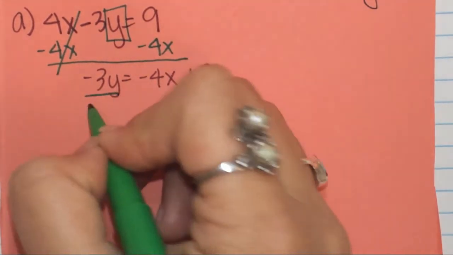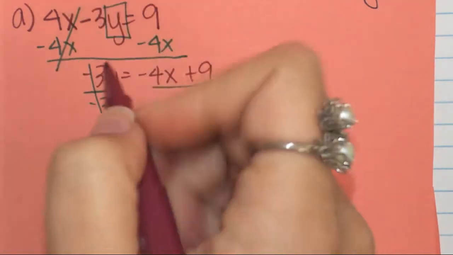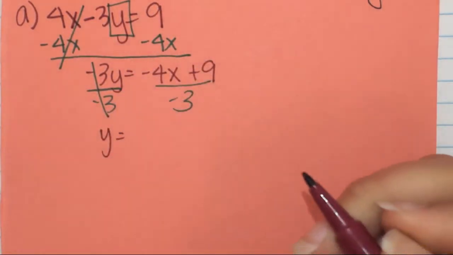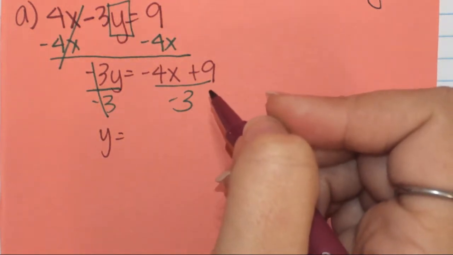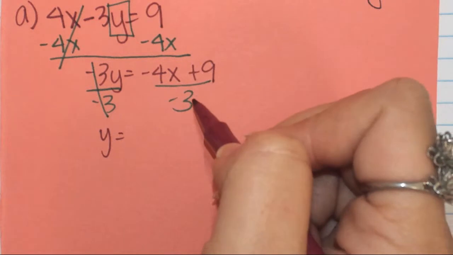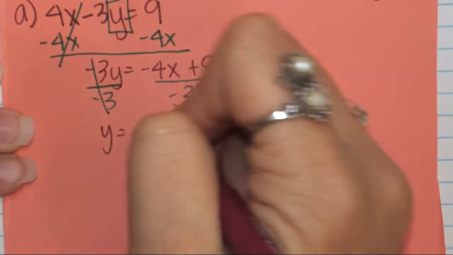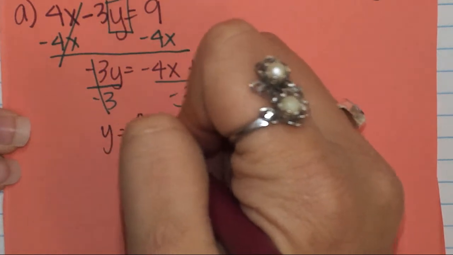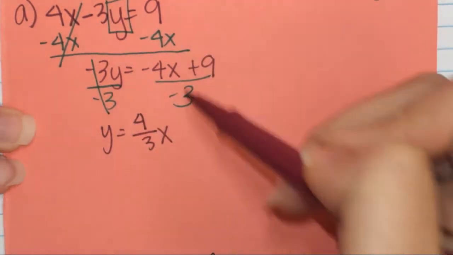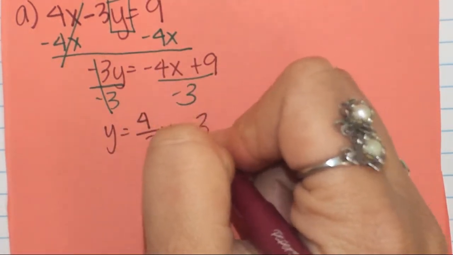Divide by negative 3. Now, do we divide everything over here by negative 3 or just one thing? Everything. So you do negative 4 divided by negative 3, and if you can't divide it, we leave it as a fraction. What's negative 4 divided by negative 3? Positive 4/3. And then what's 9 divided by negative 3? Minus 3.